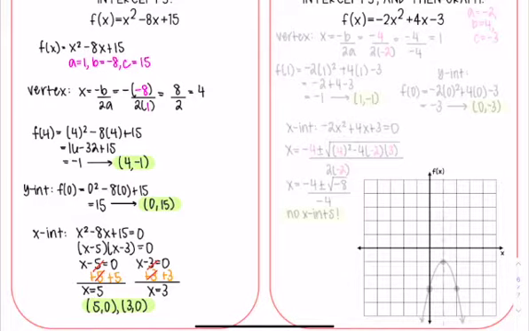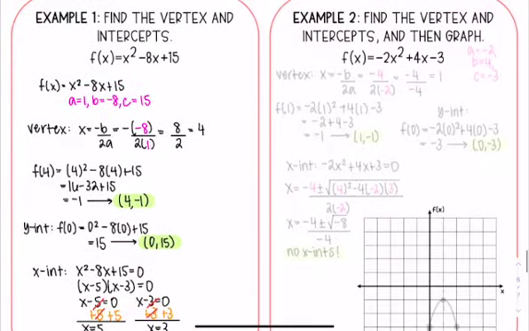Let's go ahead and do the same thing with example number 2, but we're also going to graph it when we're done. So we have f of x equals negative 2x squared plus 4x minus 3. So a is negative 2, b is 4, and c is negative 3. So let's go ahead and start with the vertex.